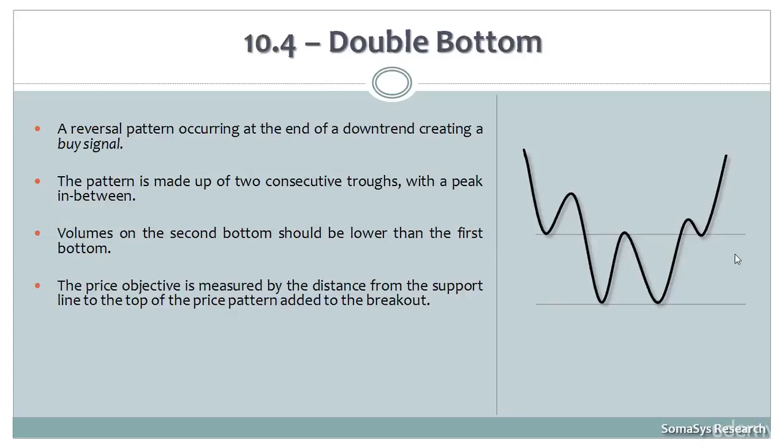Volumes on the second bottom should be lower than the first bottom. And most importantly, there should be clear evidence that volume is accelerating during the advance of the second trough.